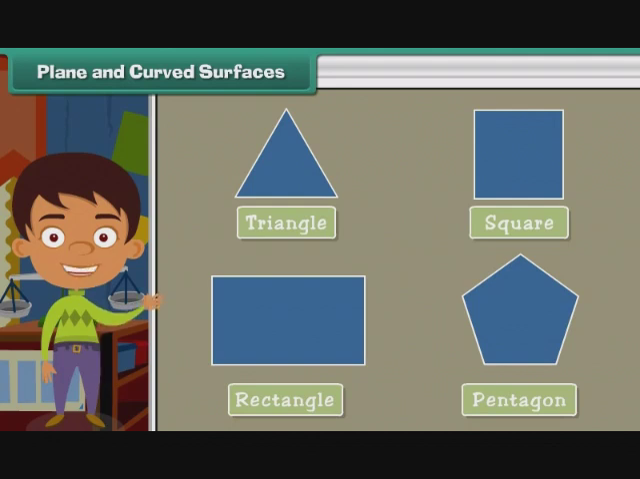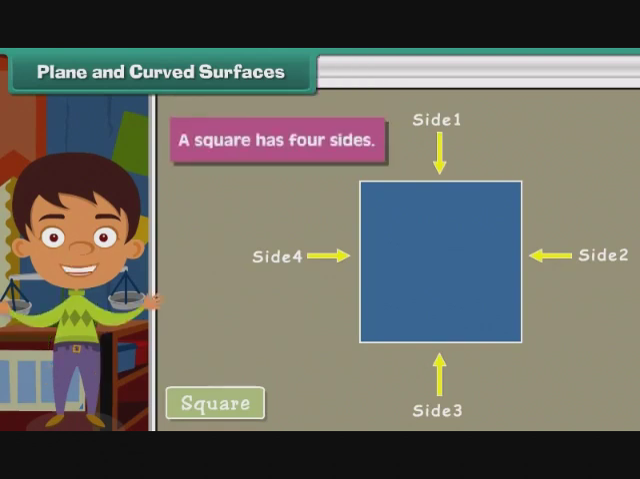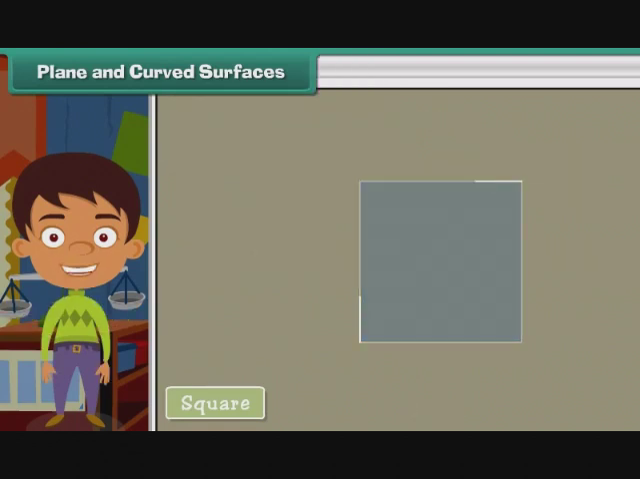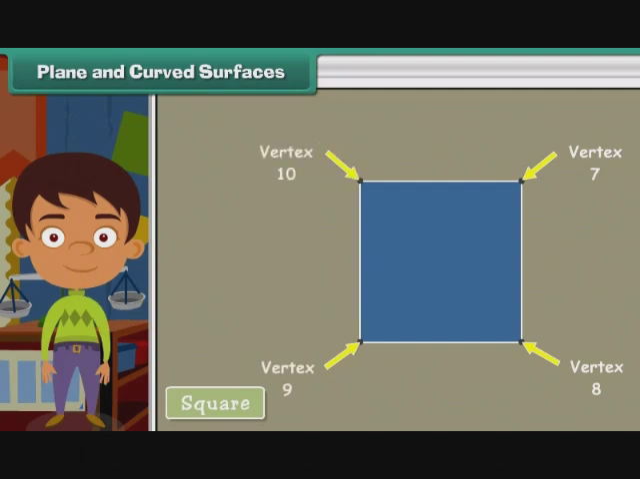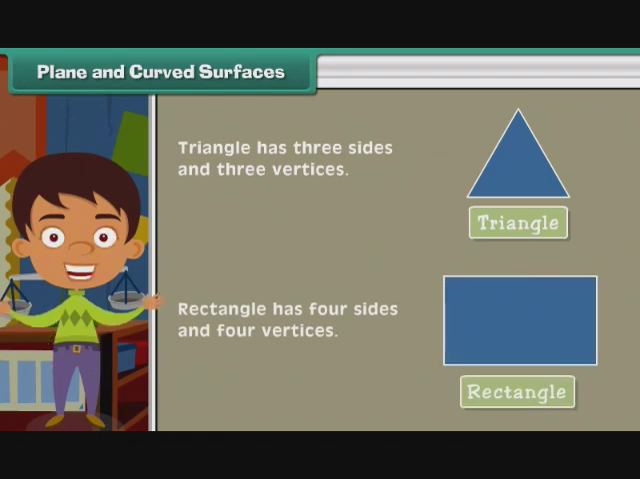Now we'll study plane figures, sides and vertices. Look at this square. Arrows 1, 2, 3, 4 indicate the sides of a square. A square has 4 sides. The point at which 2 sides meet is called a vertex. Arrows 6, 7, 8, 9 indicate the vertices of a square. So here we see a square has 4 vertices. Similarly, a triangle has 3 sides and 3 vertices. A rectangle has 4 sides and 4 vertices.